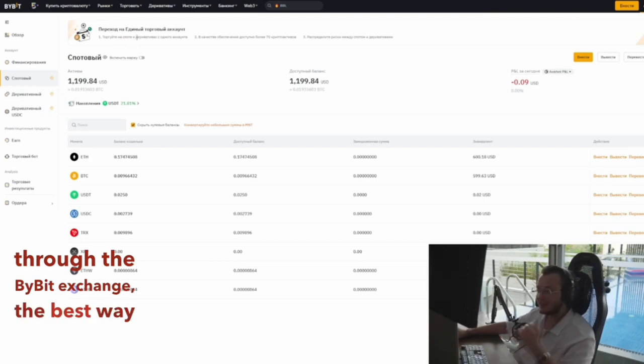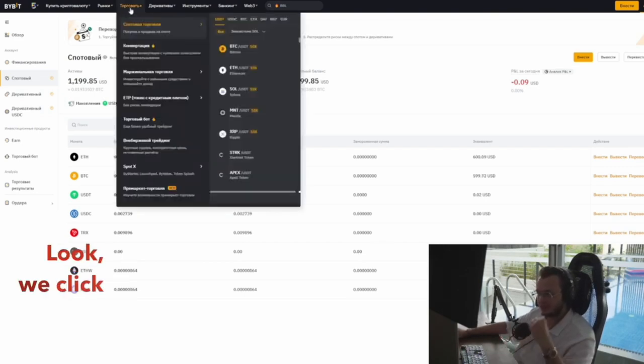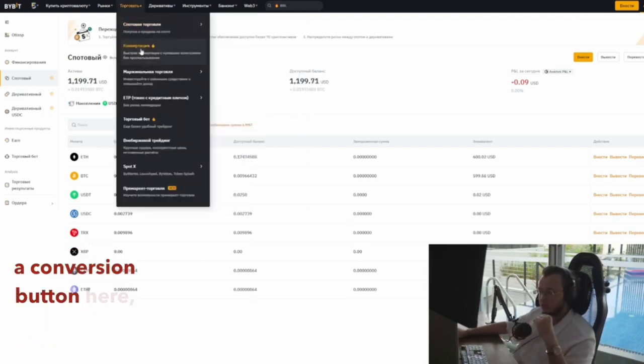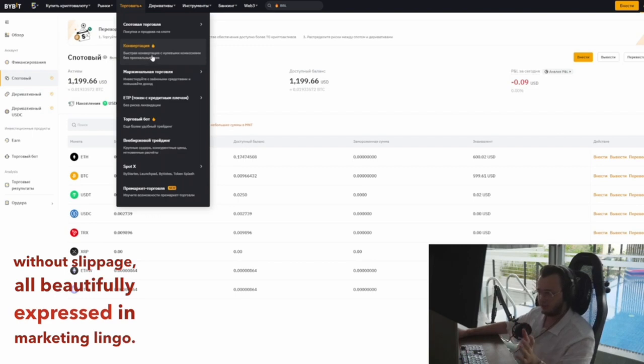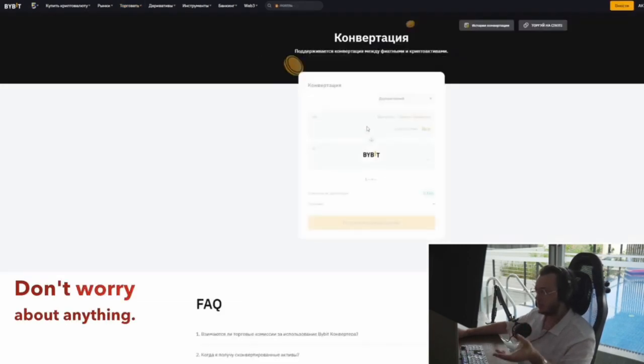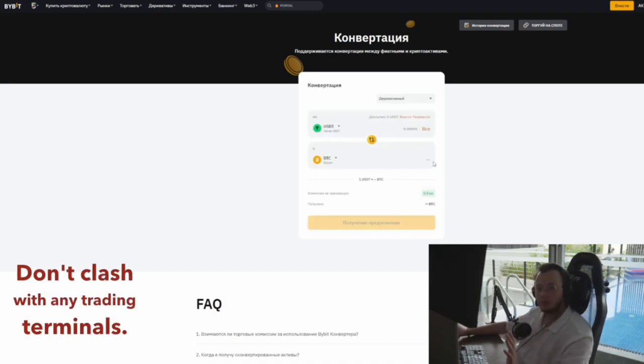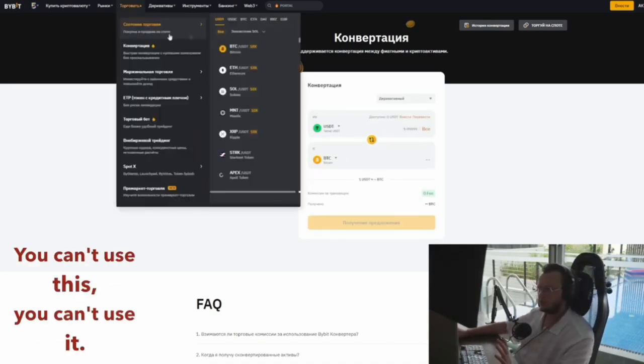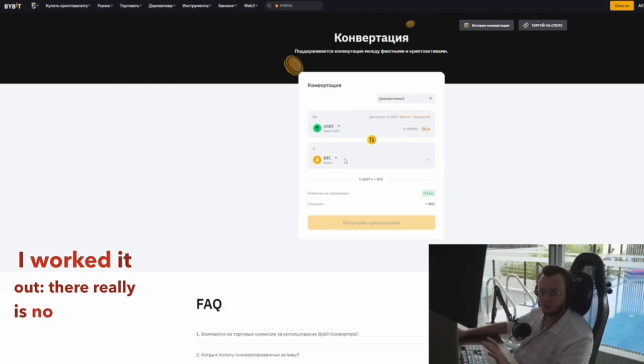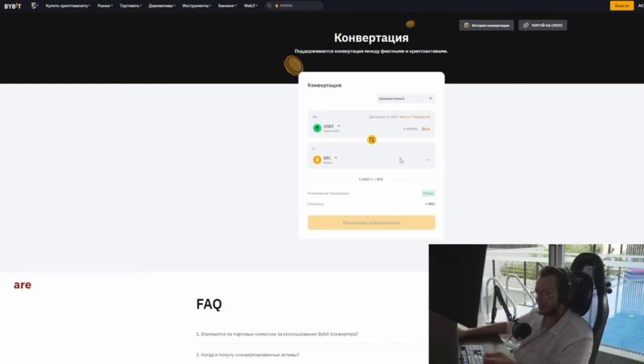exchange, the best way to do it is, look, we click to trade and there's a conversion button here, a swift conversion with zero commissions without slippage. All beautifully expressed in marketing lingo. Here's Ether. Don't worry about anything. Don't clash with any trading terminals. I worked it out. There really is no slippage. There really are zero commissions as stated.